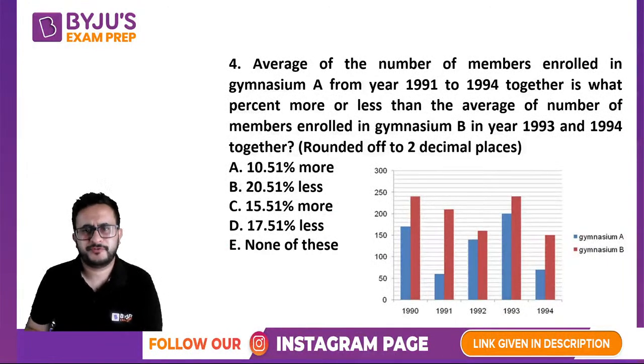The average of the number of members enrolled in Gymnasium A from year 91 to 94 together is what percent more or less than the average of the number of members enrolled in Gymnasium B in the year 93 and 94 together, rounded off to two decimal places.